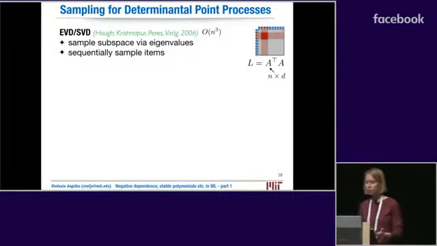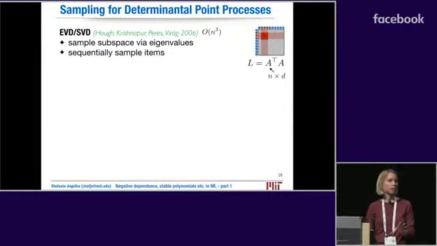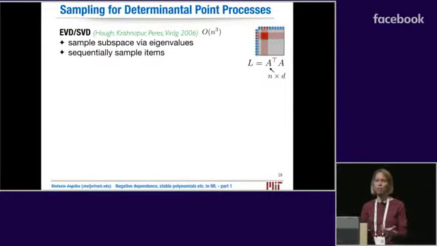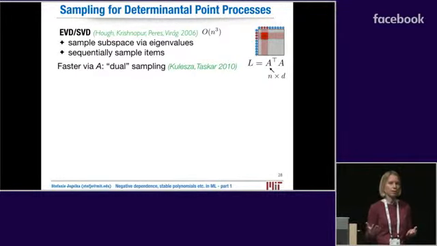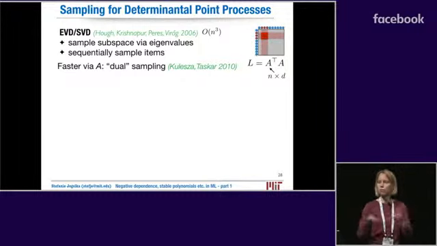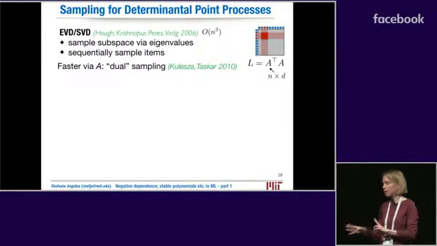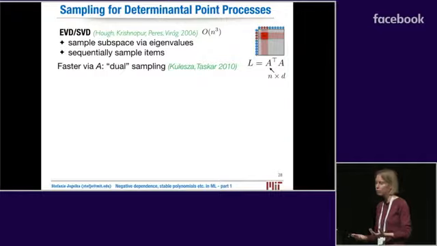However, this needs you to do an eigenvector decomposition. Or if you know your matrix factorizes as A transpose A, then you need an SVD of A. If you actually know the factorization of your similarity matrix or the actual vectors representing your items, you can do a bit better. For example, you can use what are also called dual representations for sampling.